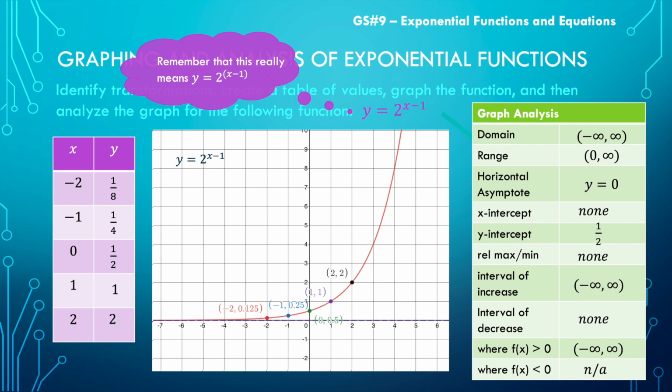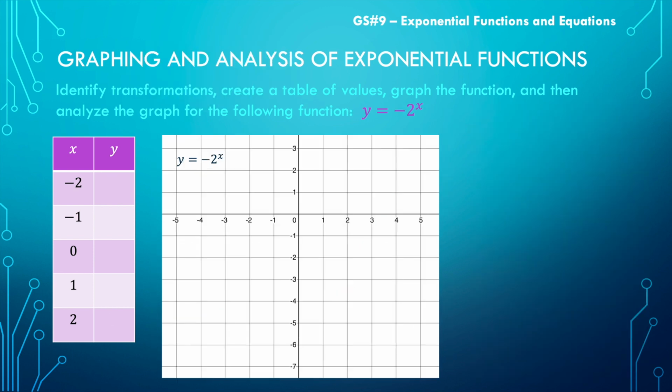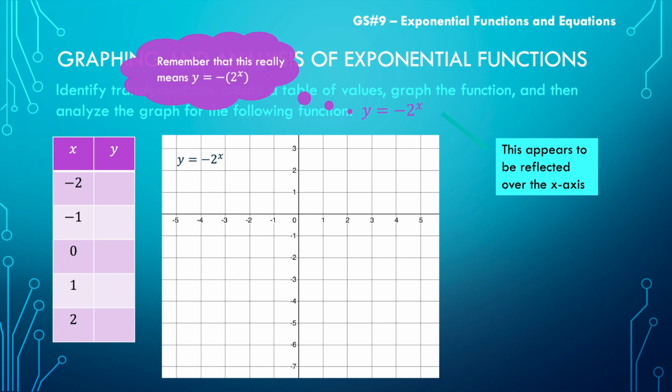Okay, let's try another example. For this example, we are looking at the function negative 2 raised to the x. What do you think has happened to our parent function here? This looks like it's been reflected over the x-axis. Now let's fill in our table of values. Remember that we must follow the rules of order of operations, which means we must apply the exponent first and then negate the entire thing.